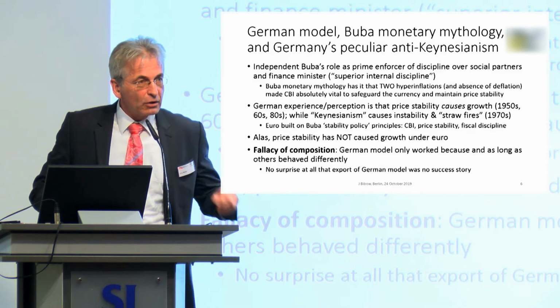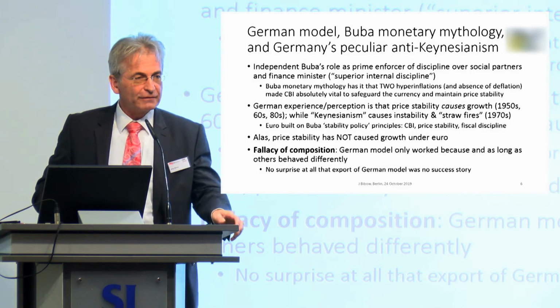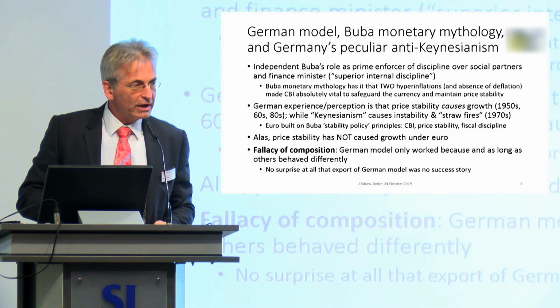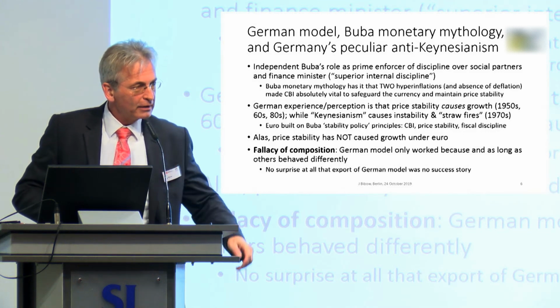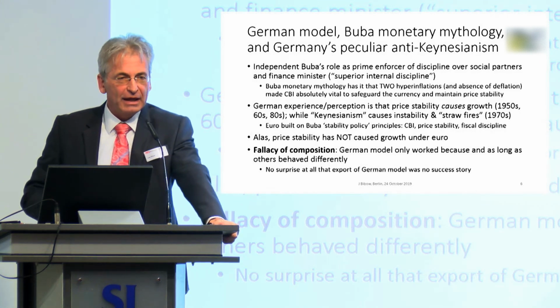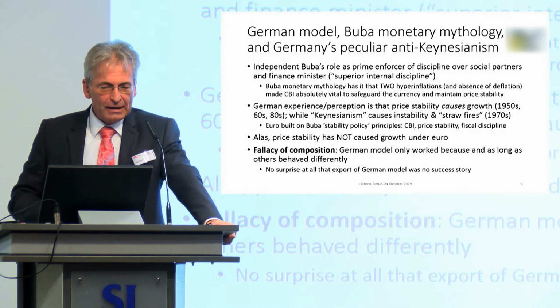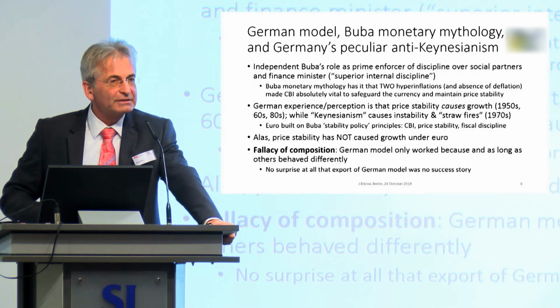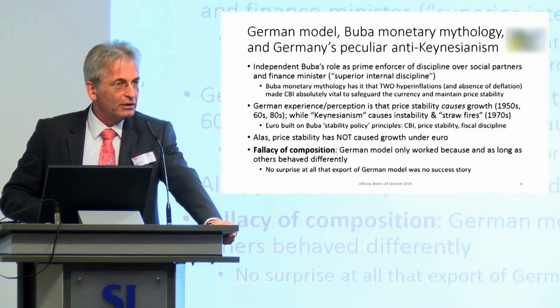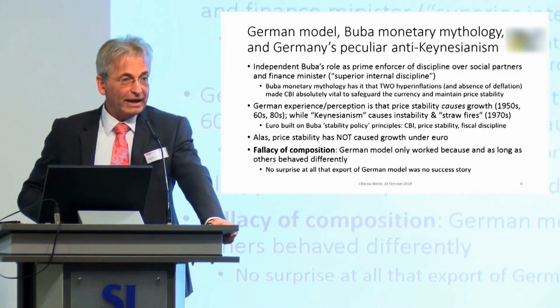Now, what was the Bundesbank's role in all this? The Bundesbank's part was to act as the enforcer of discipline. So the Bundesbank part was to make sure that wage inflation was low and that budget deficits were low. The Bundesbank had to discipline finance ministers and unions, essentially. Another part of this is, of course, this idea that Germany had two hyperinflations and apparently no deflation. This is the story we hear from people like Hans Tietmeyer, former Bundesbank president. And it follows that Germany needs a very independent central bank which has to play this role as enforcer of discipline.